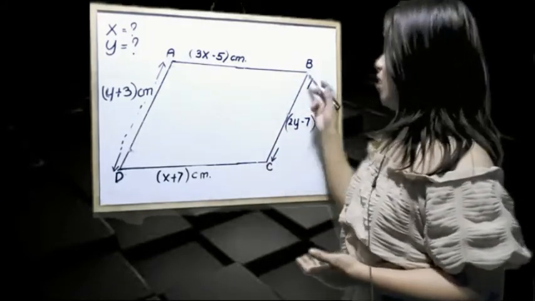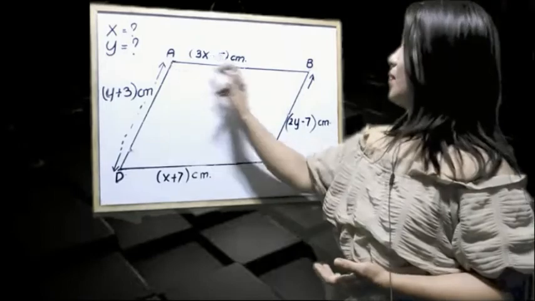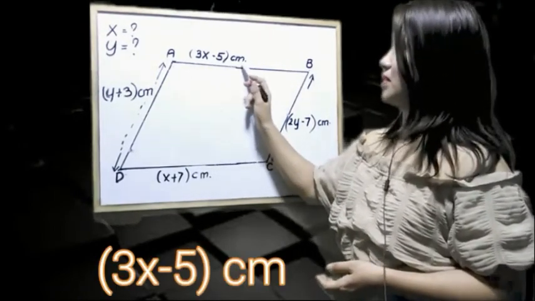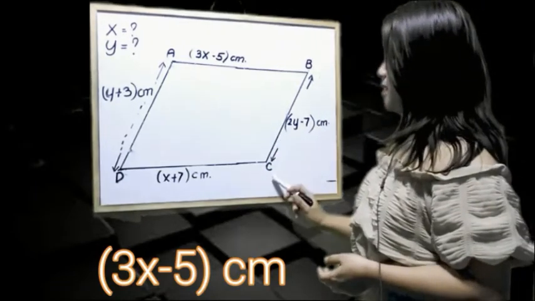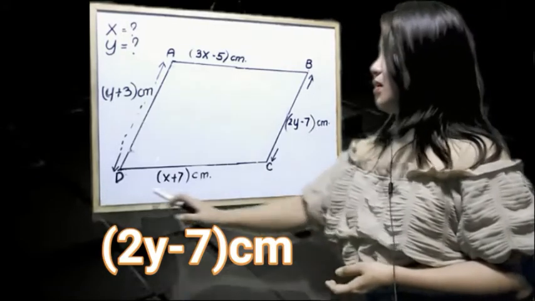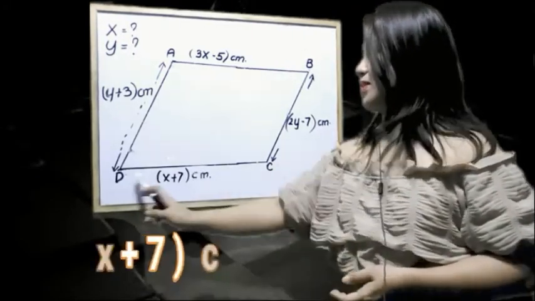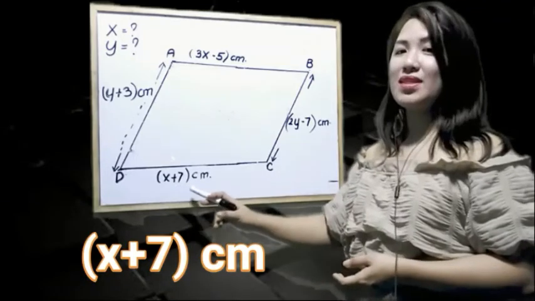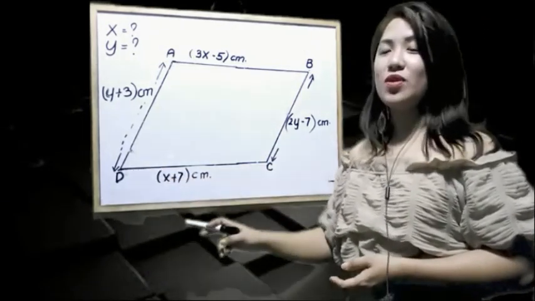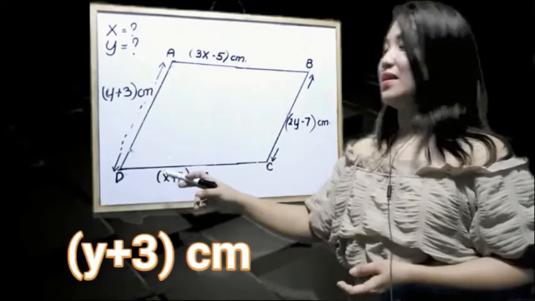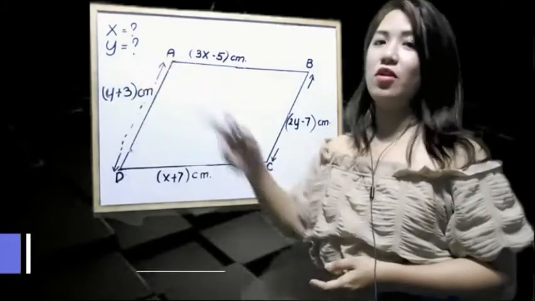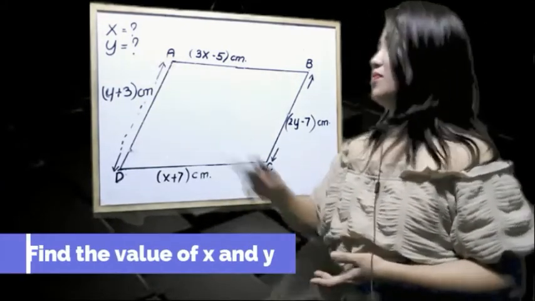So let me read to you all the given sides here. Line segment AB is equal to 3x minus 5 centimeters. Line segment BC is equal to 2y minus 7 centimeters. Line segment DC, or line segment CD, is equal to x plus 7 centimeters. And line segment AD is equal to y plus 3 centimeters. You are being asked what is the value of x and the value of the variable y.